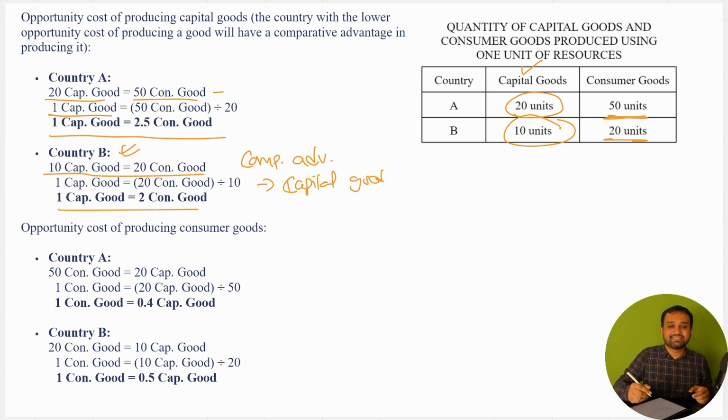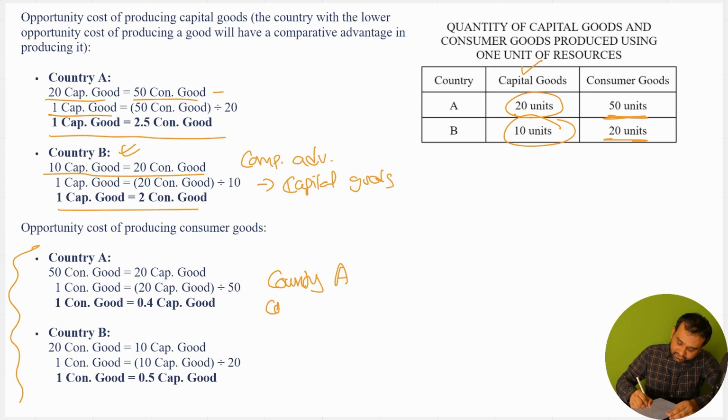Okay. Now you can repeat the same process to find who has comparative advantage in consumer goods, but there is a shortcut. The shortcut is, if one country has comparative advantage in the production of something, the other country must have comparative advantage in the production of the other good. Why is that? It's a long explanation, I won't get into that, but you can see that yourself if you follow the same approach and find the opportunity cost of producing a consumer good. You will find that since country B has comparative advantage in the production of capital goods, country A will have comparative advantage in the production of consumer goods.